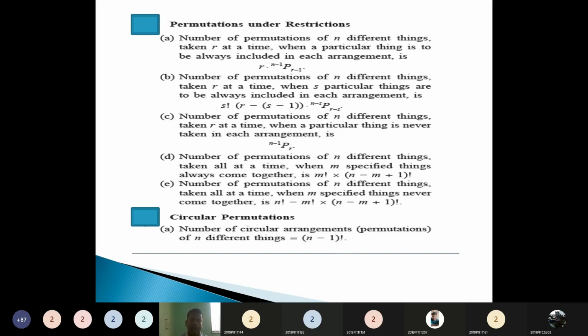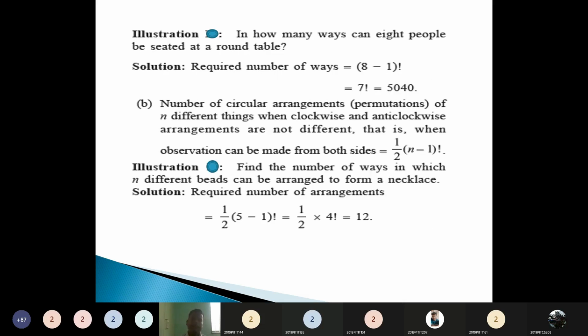So next is circular permutation. Circular permutation, arranging n different things in a circular table or circular form. Necklace, arranging the beads, there we use the circular permutation. So that is n minus 1 factorial. There we use the formula n minus 1 factorial.